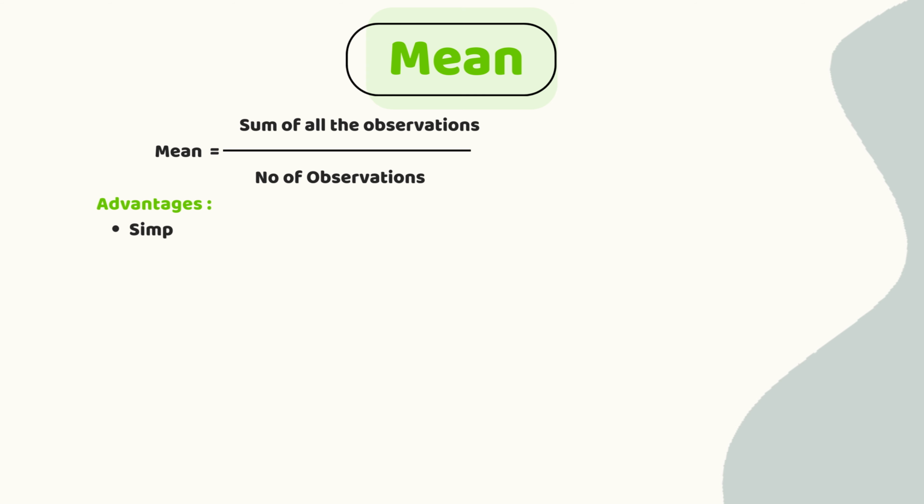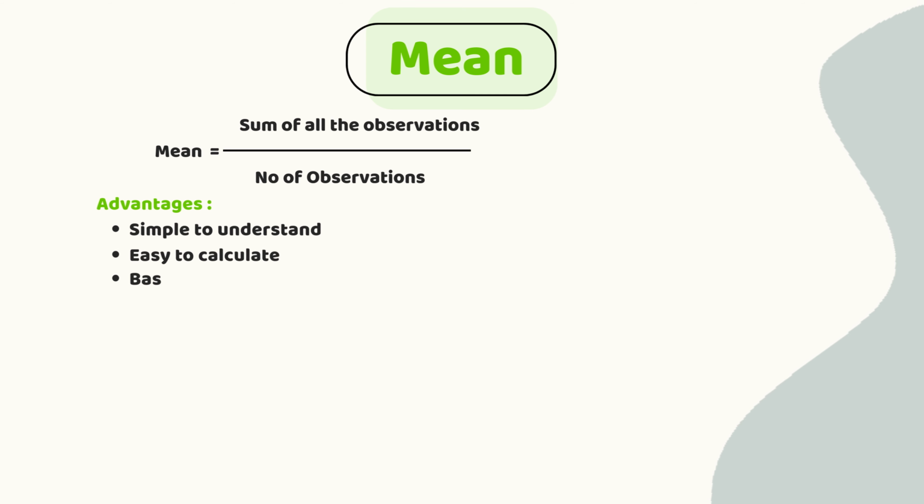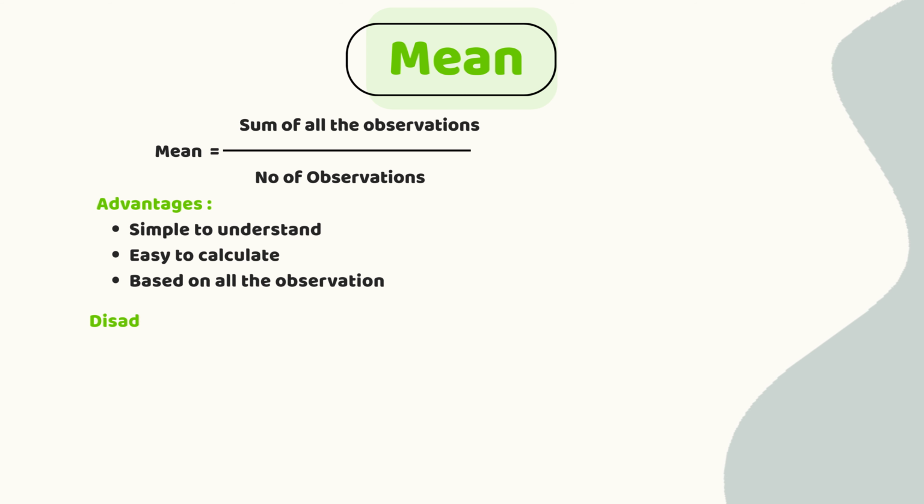Let's start with the mean. Mean is sum of all the observations divided by number of observations. It is simple to understand and easy to calculate. It uses all the data points. But there are some disadvantages too. The mean is affected by extreme values.